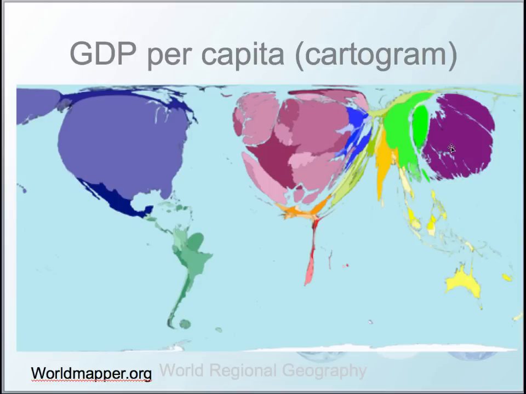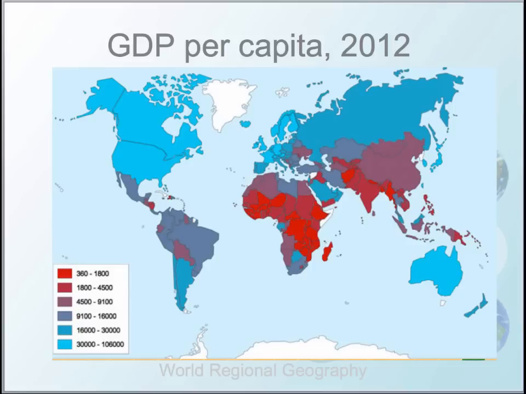Now nearly disappearing from the map is South America, and you can kind of see North Africa here, but Sub-Saharan Africa is extremely thin, because remember from the last map, GDP per capita there is extremely low.